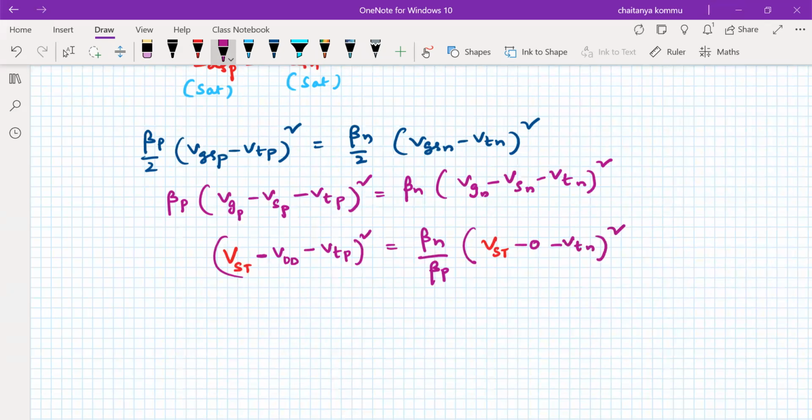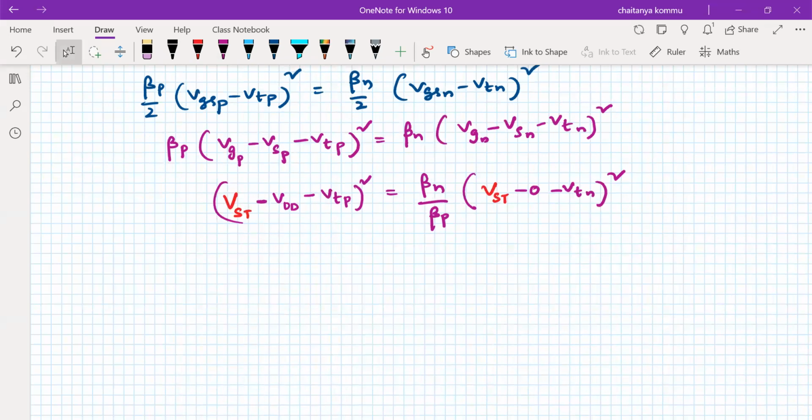So how do we calculate? Now we have to take the VST, the switching threshold voltage. I need to calculate it. So what to do? What should I do then?